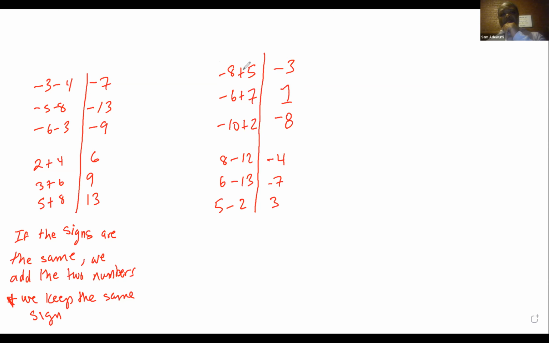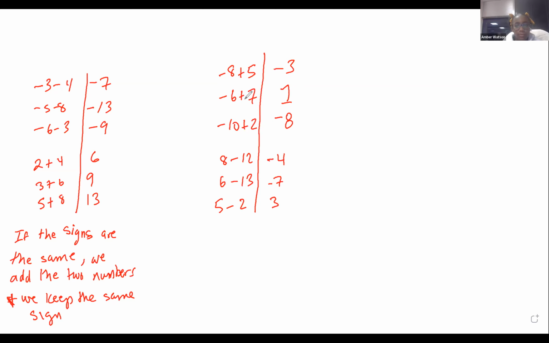Take a look at this. -8 plus 5. Which number has the largest absolute value? 8. Hey, look at this, which is negative, right? Look at the sign of our answer. What is it? Negative. All right. Next one.